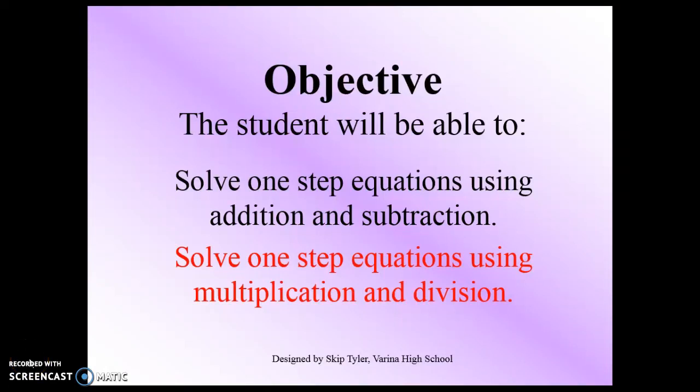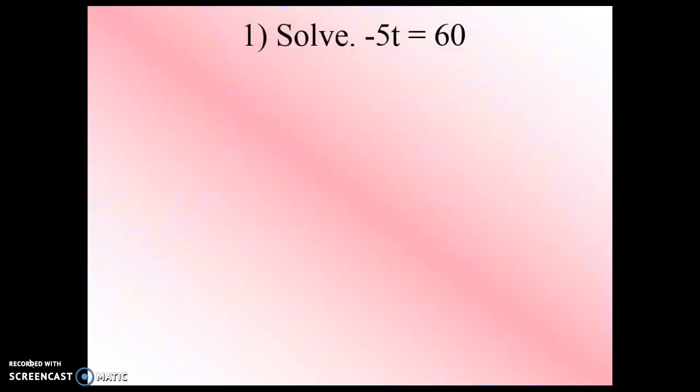Welcome back. In our earlier video, we learned how to solve one-step equations using addition and subtraction. In this video, we will learn how to solve one-step equations using multiplication and division. Our first problem: negative 5t equals 60.